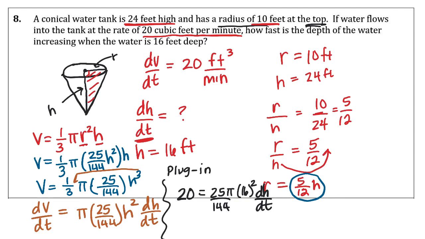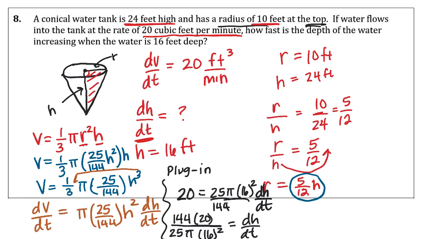And finally, we're going to divide all that mess over. My gracious, it is the never-ending problem. So we are going to divide all this over. And I guess, since we've got a fraction, we multiply by the reciprocal. So when I move this over, I'm going to have 144 on top times 20 over, and in the bottom it's going to be 25 pi times 16 squared. And that's going to be dh/dt.